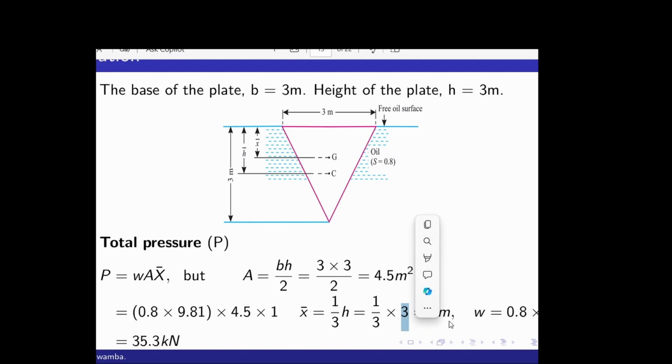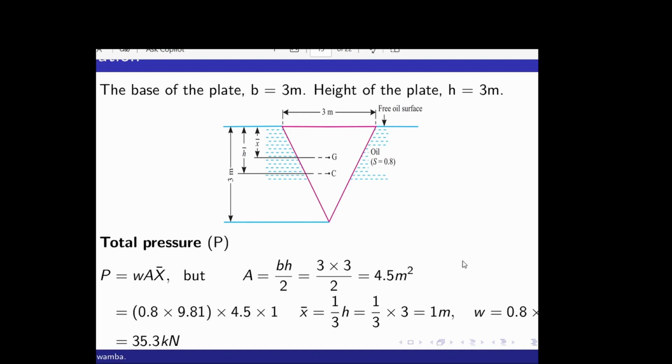May I come in? May I assist? Yeah, sure. If you look at the formula, as he's saying, it's h over 3. Then what is the value of h? The value of h is 3. That's the formula. Just substitute the value of h there. You will get 1 over 3 times 3, which equals 1.